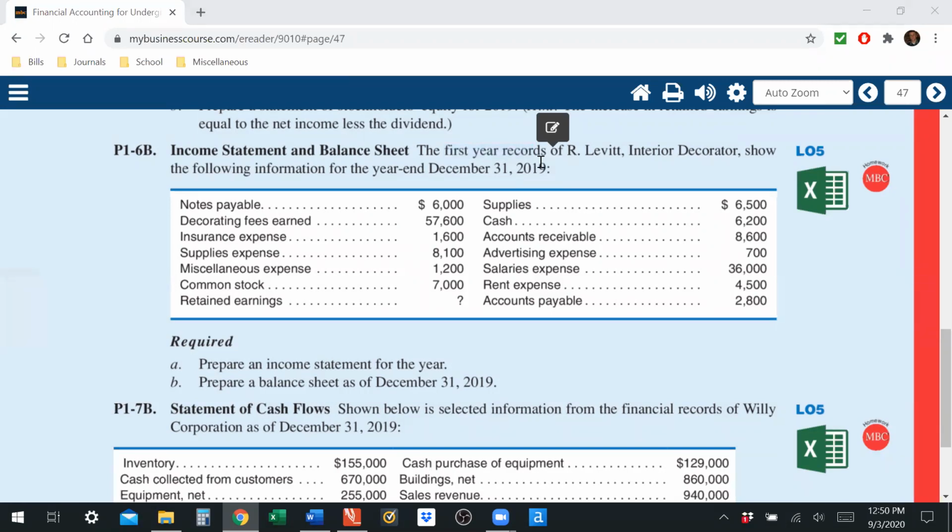0. That's right. Good. When you do these problems, and especially on the exam, the wording is really important. Before you just start going and randomly start calculating stuff, read the wording really carefully. The first year records of R. Levitt Interior Decorator show the following information for the year ended December 31st, 2019. What do we need to do? With this information, we need to make an income statement for 2019, and we need to make a balance sheet as of the end of 2019.